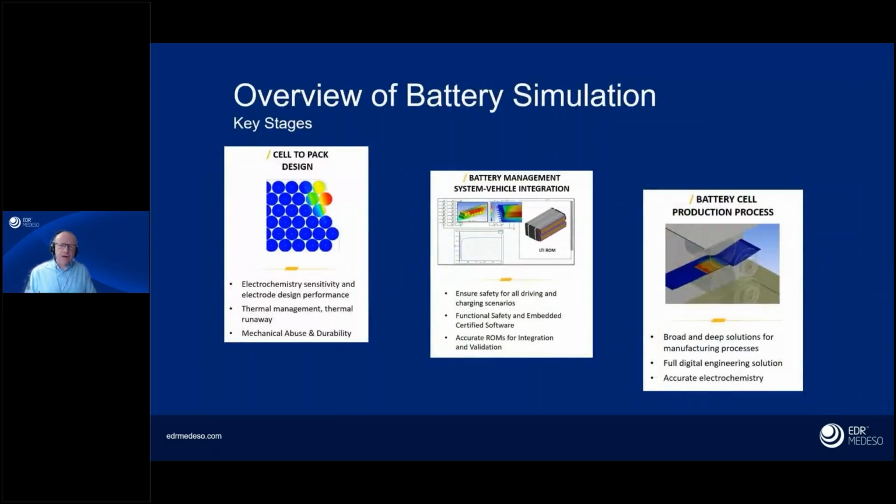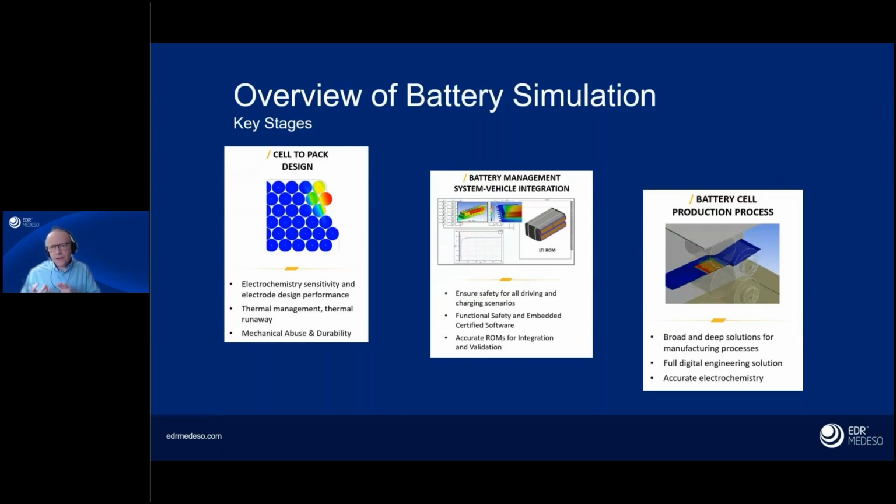Now I've taken the liberty here of breaking this process down into three key stages. So firstly, we're looking at the cell to pack design stage. And this is where we're really considering the fundamental physics of the operation of the cells. For example, we're looking at the electrochemistry. We're looking at the electrode design, so the state of charge in the system.